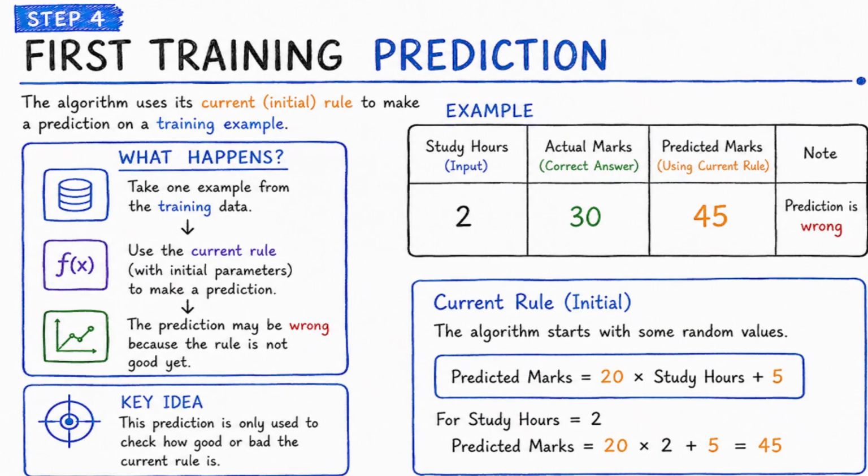Now that the algorithm has found an initial rule, it's time to test it. It takes one example from the training data and uses its current rule to make a prediction. For a student who studied 2 hours, the actual marks are 30.